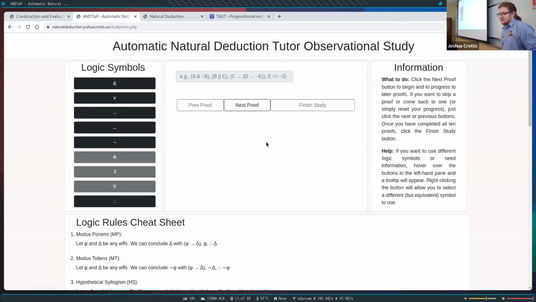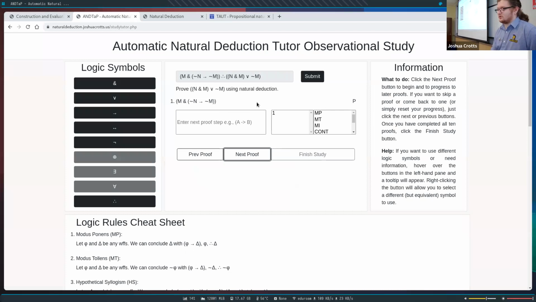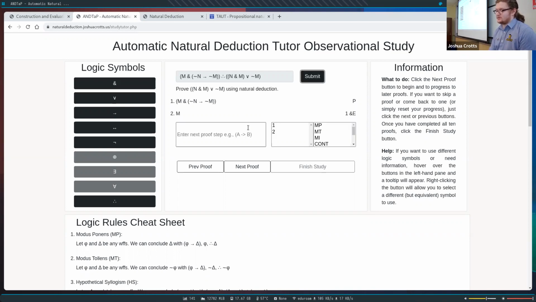So this is what they got. There are 10 proofs that they had to solve, and they could go between them like this. They were given the conclusion. This is the one that I actually showed on the screen. They would try to solve the proof. So for instance, we could apply a conjunction elimination rule and then submit it. And they would just keep going until they derive that conclusion.